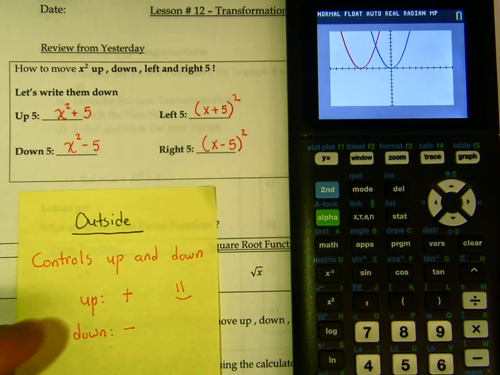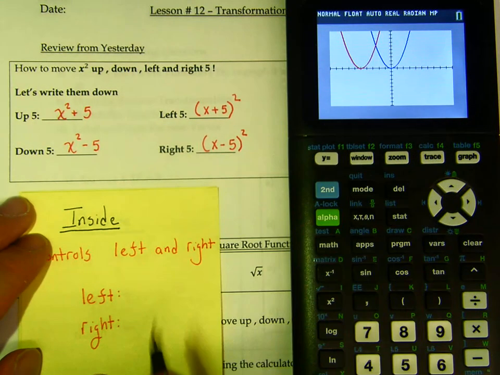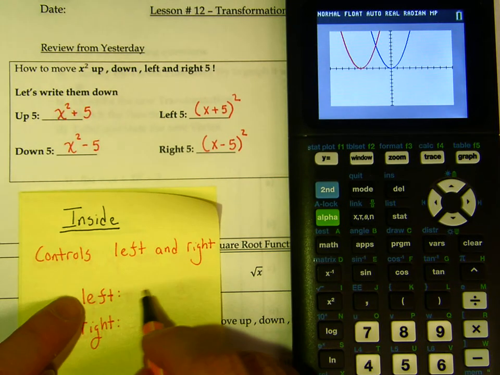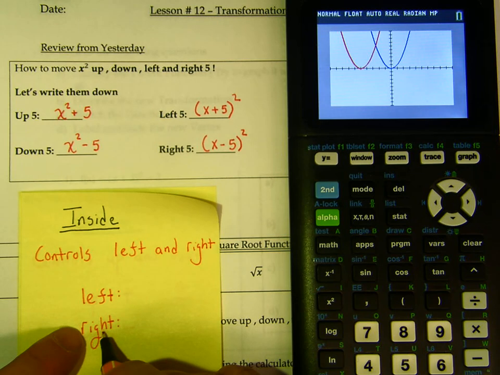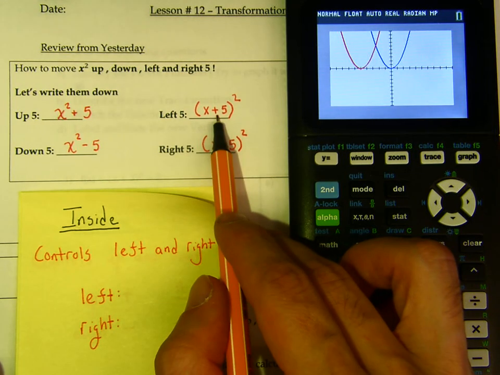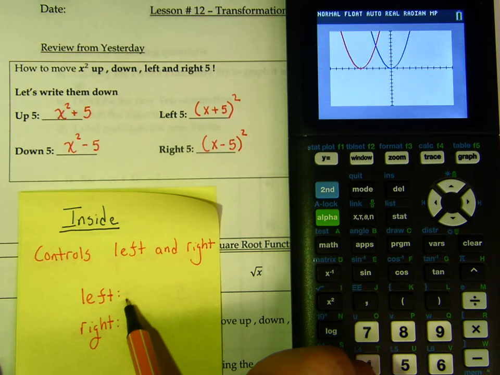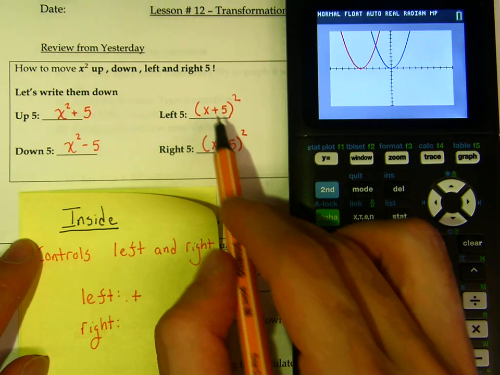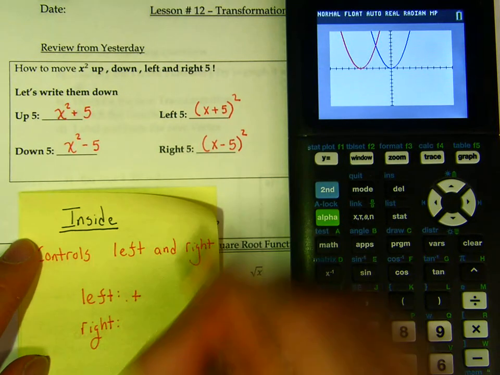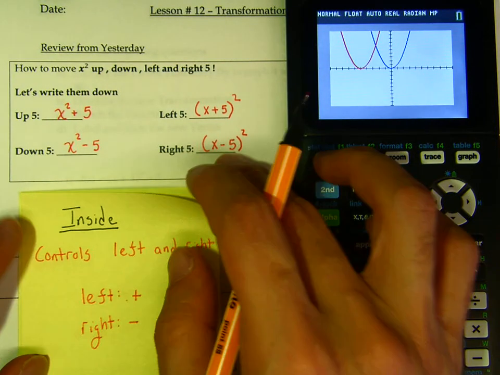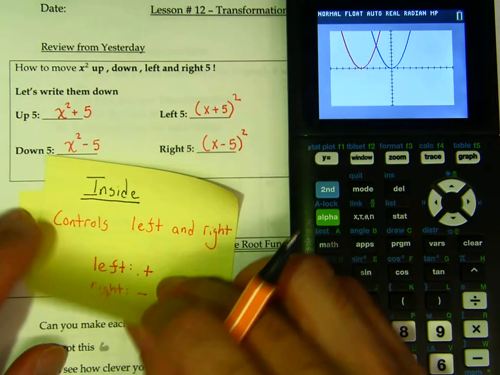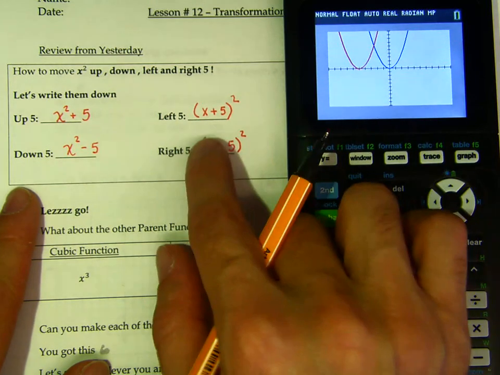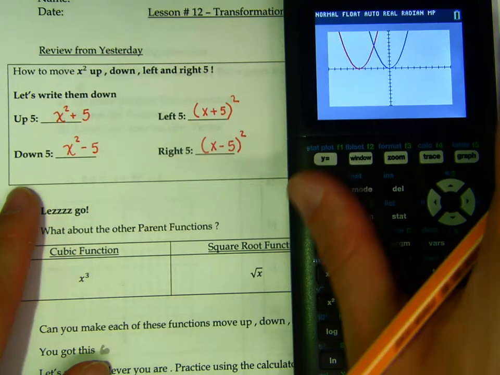But it gets a little bit awkward over here, because if you think left, you kind of think minus, right? Don't you think minus when you think left, and when you see right, you think plus? But here, it's the opposite. So if I want to go left, the plus has to be on the inside. I'm sorry, minus has to be on the inside for right. Okay? And you should be able to put all of these functions into the calculator to make sure you could see the graph go up, down, left, and right.